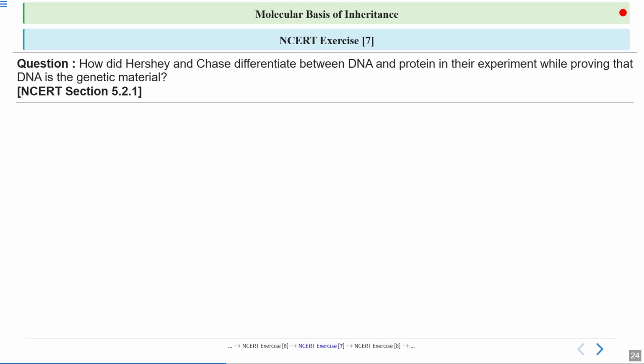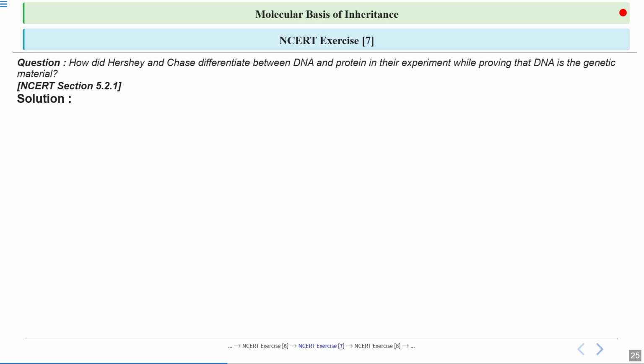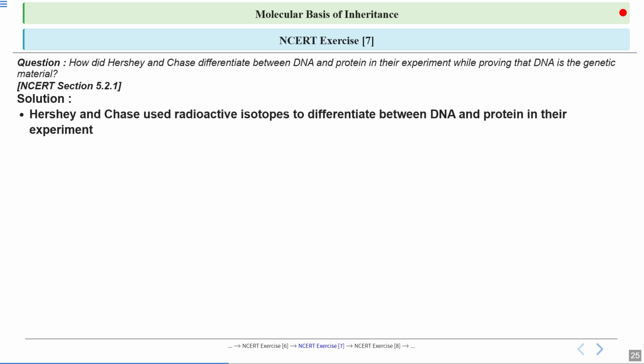Their experiment, if you remember, was the unequivocal experiment which proved that DNA is the genetic material. So how they differentiated between DNA and protein in their experiment, we have to answer in this question, and this is from NCERT section 5.2.1. So let's get started. We are going to study what made them able to differentiate between DNA and protein in their experiment.